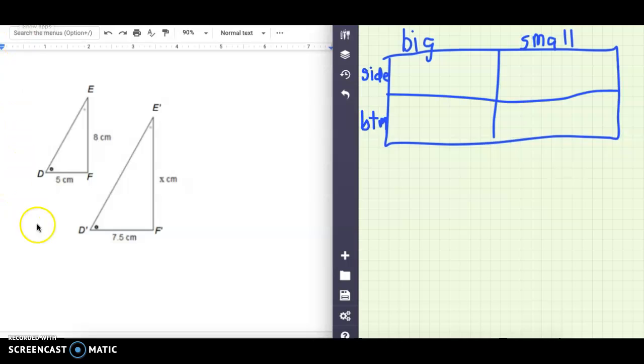So now we have another problem with triangles, and it's also proportions. I've set up the grid for you. You have the big triangle and the small triangle, and you have side and bottom. So go ahead and fill in the grid, including your x, and solve for x.